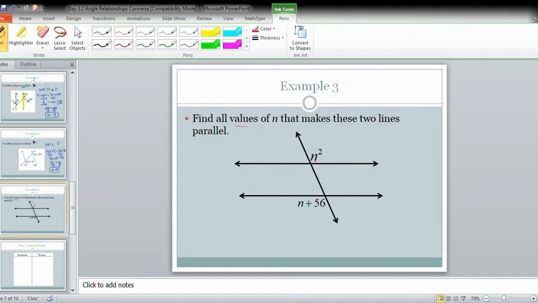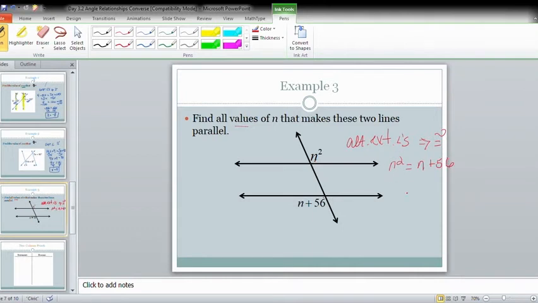Well, I've got two angles. They're both on the outside, so they're exterior angles, right? But they're on opposite sides of our transversal, so we have alternate exterior angles, which means we need them to be congruent. So let's set them equal to each other. n squared equals n plus 56.